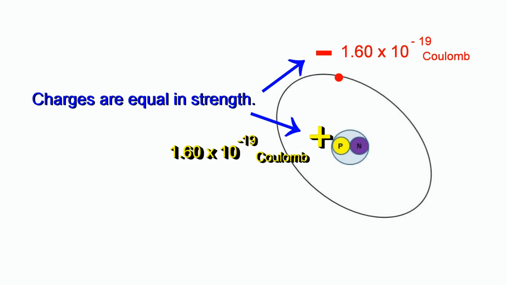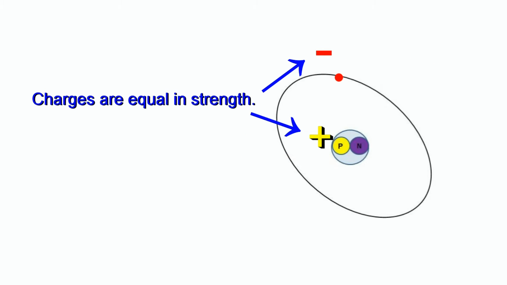If these two charges were not equal, matter as we know it could not exist, and therefore we could not exist. For our purposes, it is not necessary for you to remember the actual strength of the charges in coulombs. However, it is necessary that you remember that the negative charge of the electron is exactly equal in strength to the positive charge of the proton.